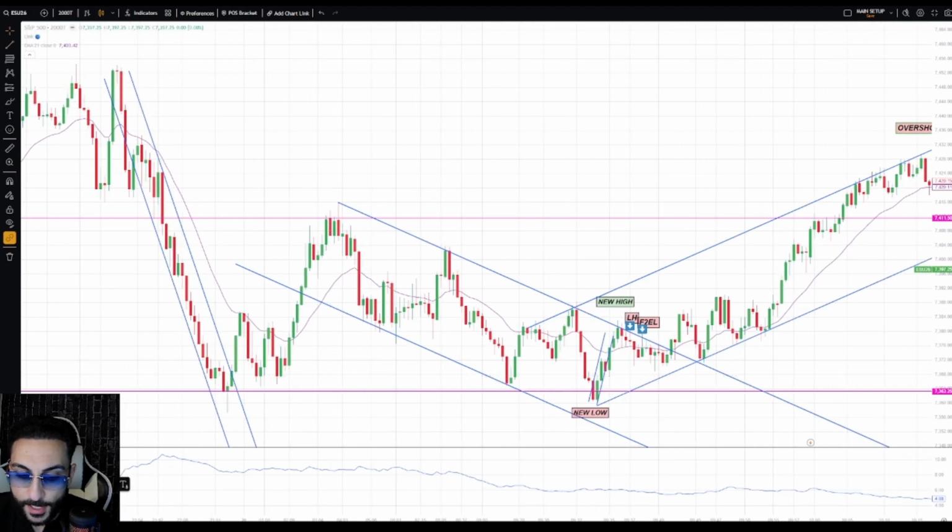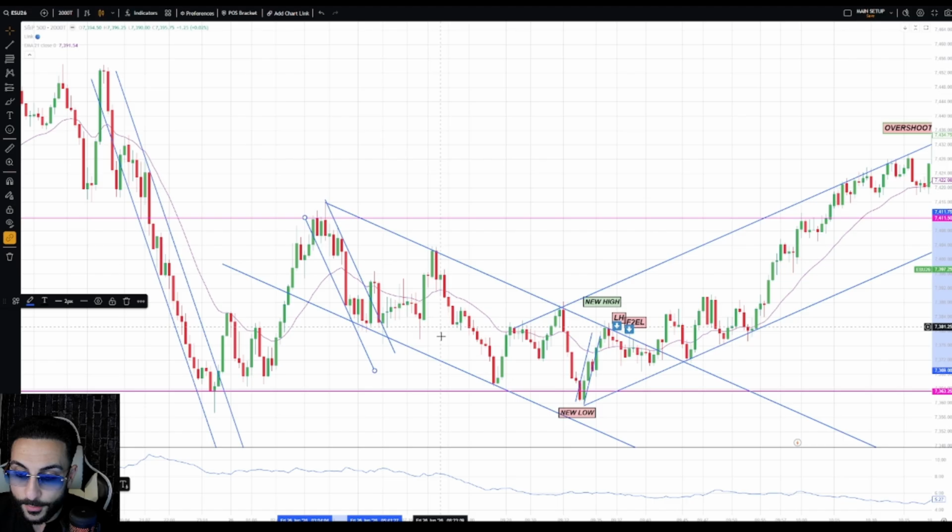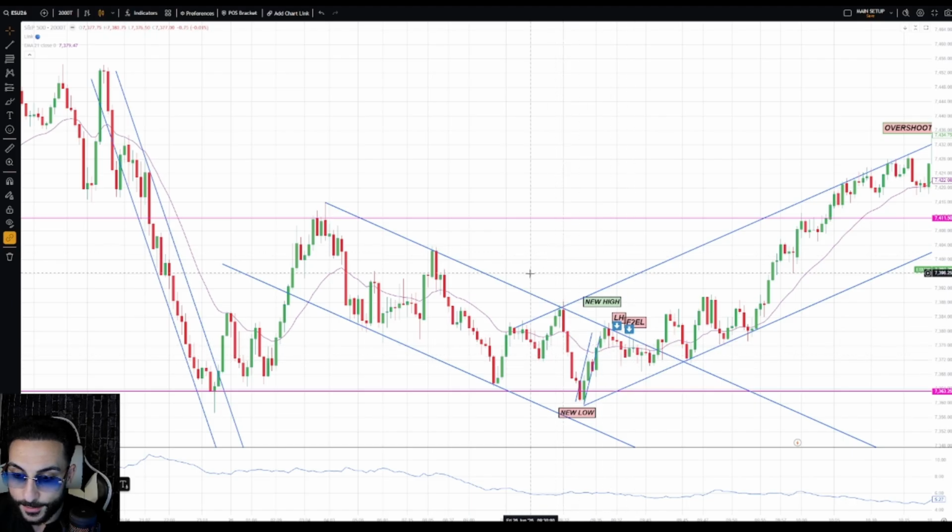Now, initially, I was just treating and drawing each shortened downtrend, but once I saw a consistency of lower lows and lower highs, this gave me the confidence to draw a wider downtrend, because at first I had it drawn like this, but we kept going lower and lower, and this gave me the confidence to draw a wider downtrend like I did here.